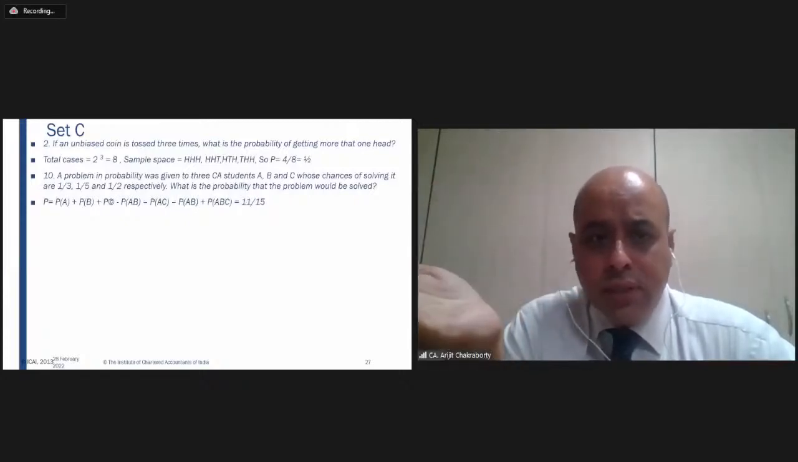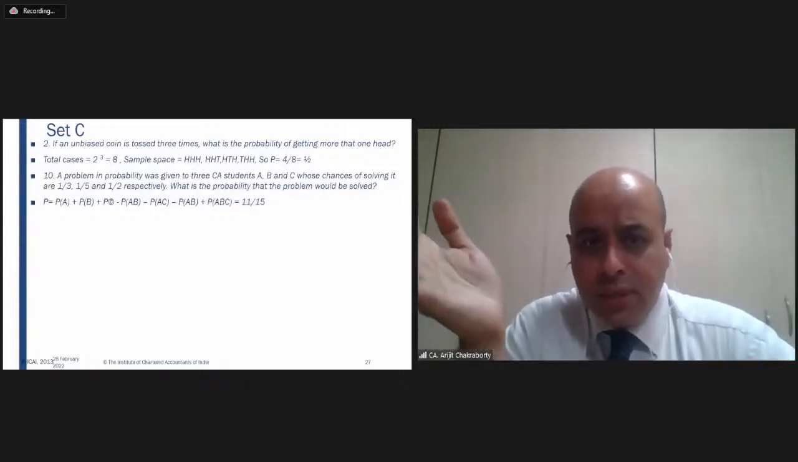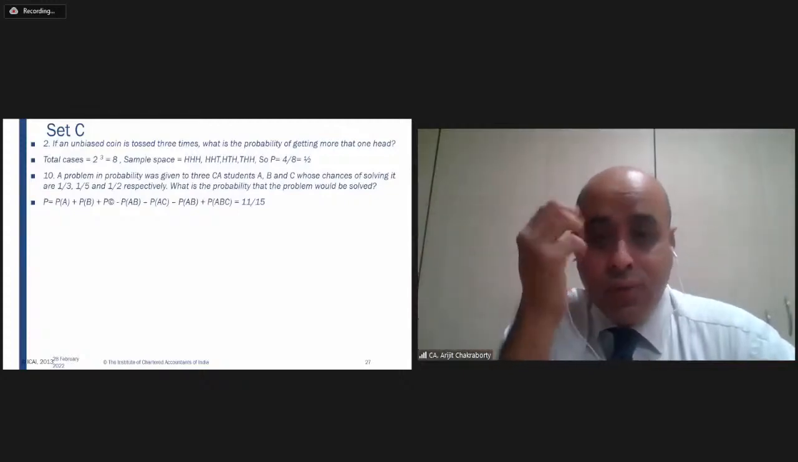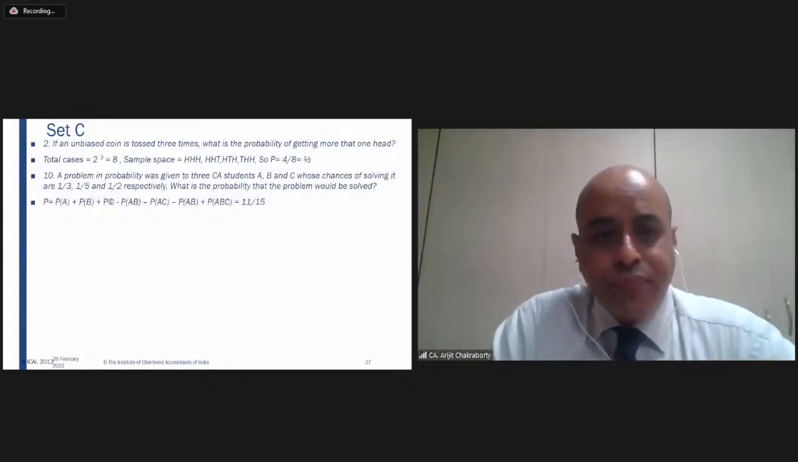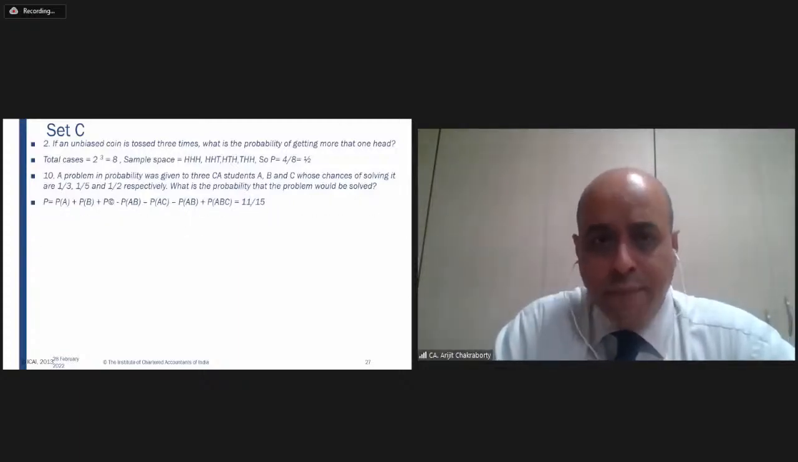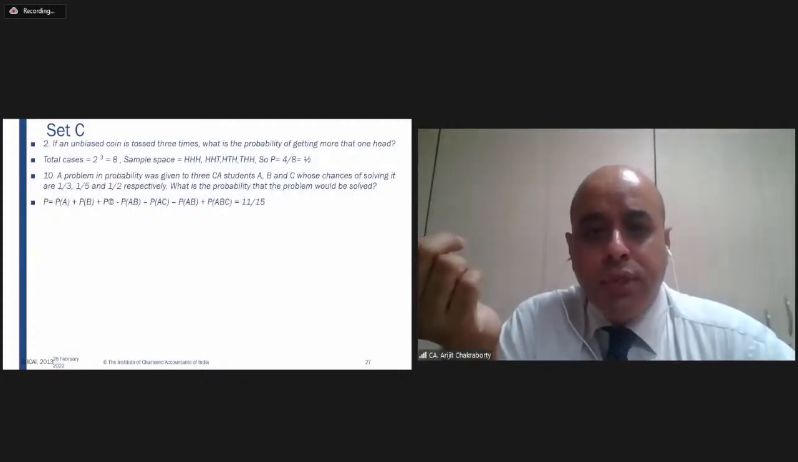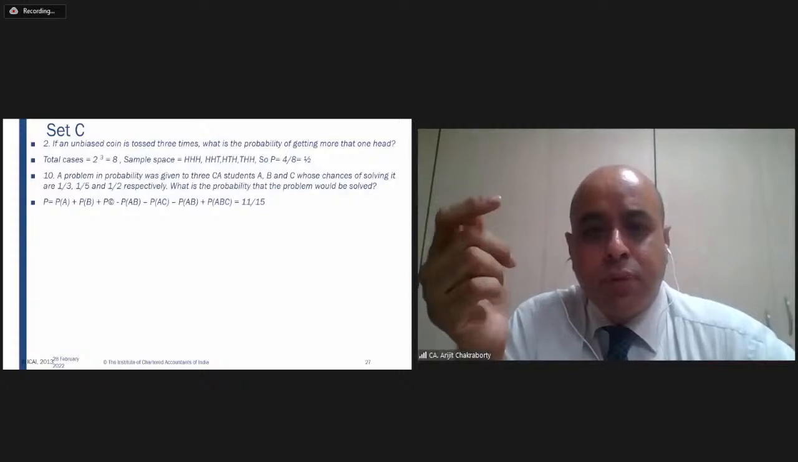Probability that B does it is 1 by 5, and probability that C does it is 1 by 2. So all the probabilities are given. What is the probability that the problem is solved? First we will have to find out the sum. The sum is how much? The sum is PA plus PB plus PC minus PAB minus PBC minus PAC plus PABC.